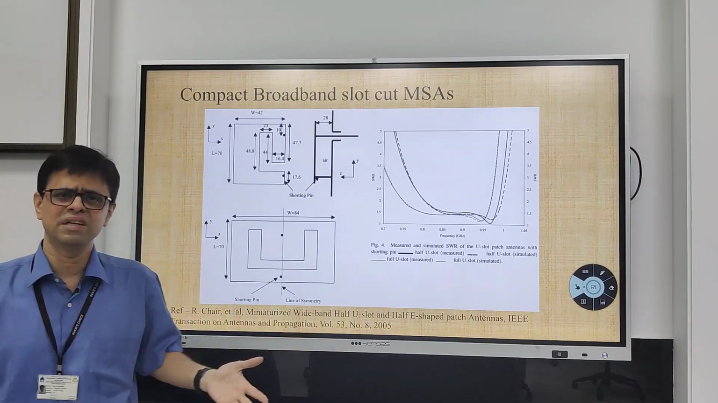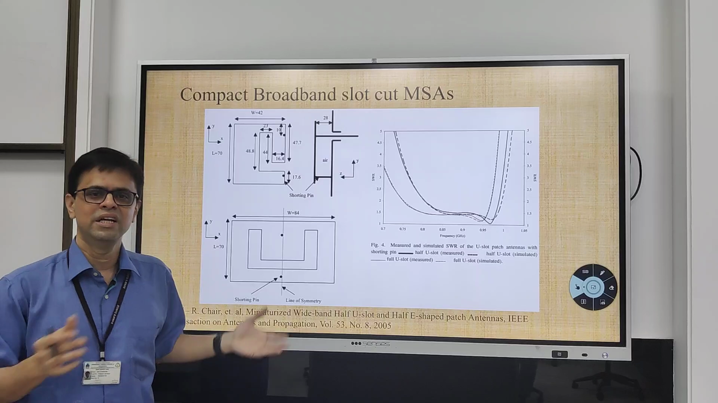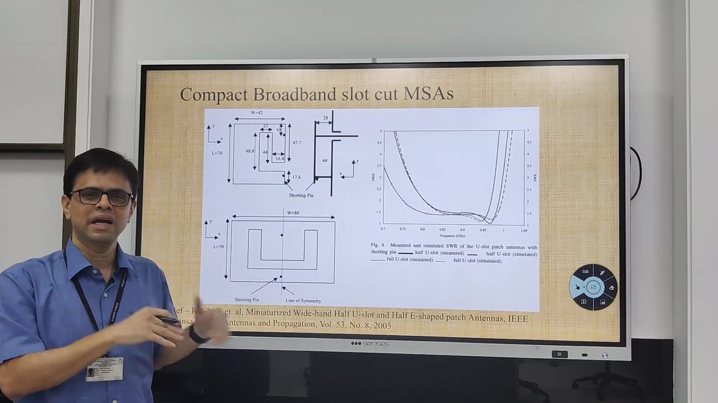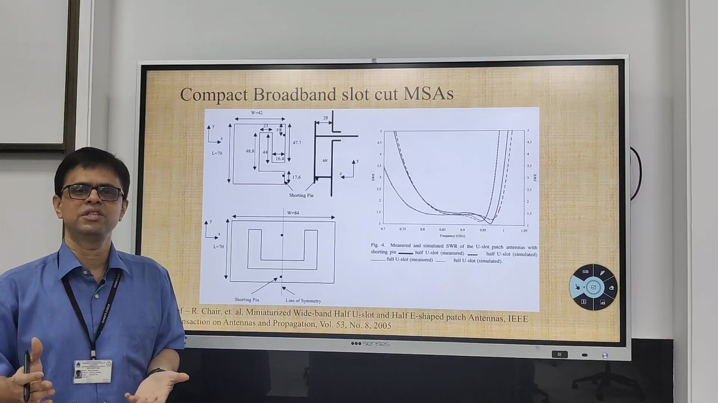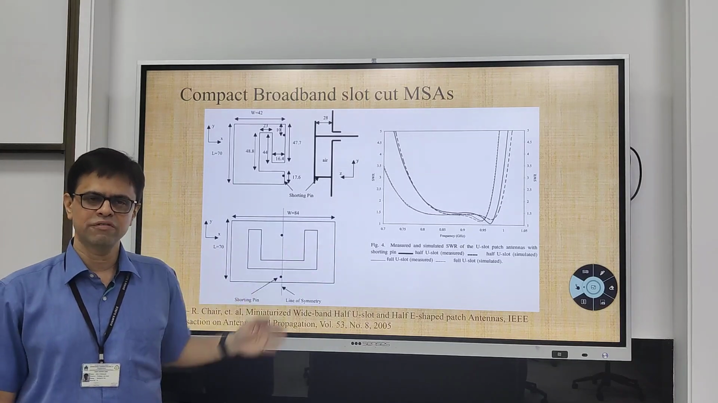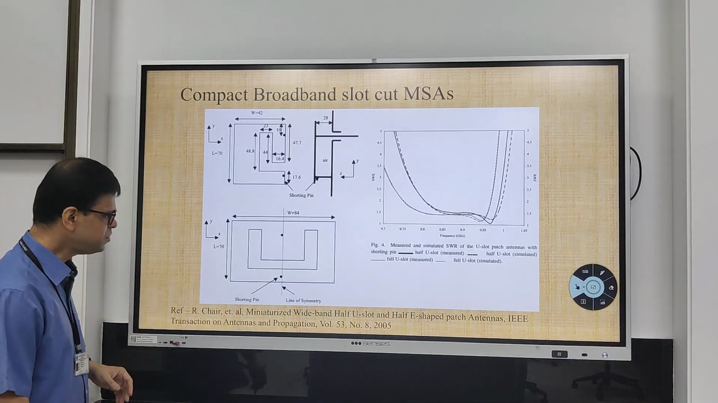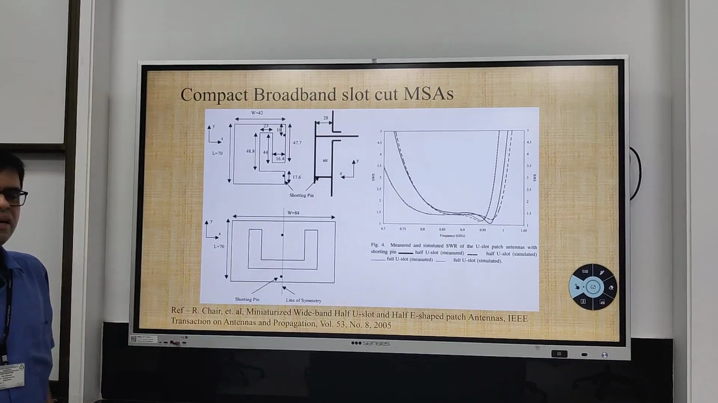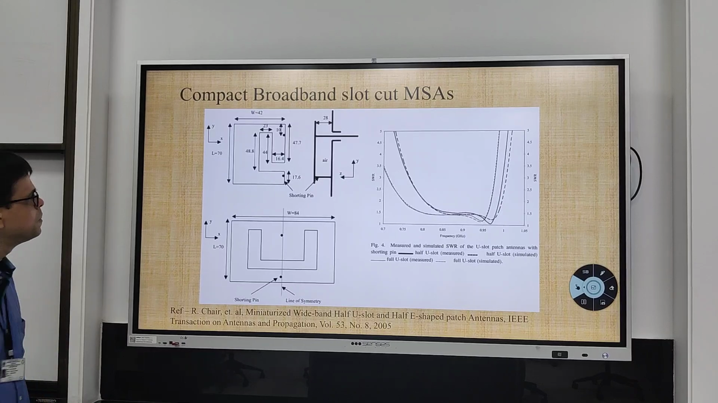There are many such configurations which are available in the literature. It is very difficult to cover in this mode of lecture, but there are n number of configurations. Do refer to the literature which is available, and then you will see many different such configurations. In fact, the reference paper for this is already given over here.